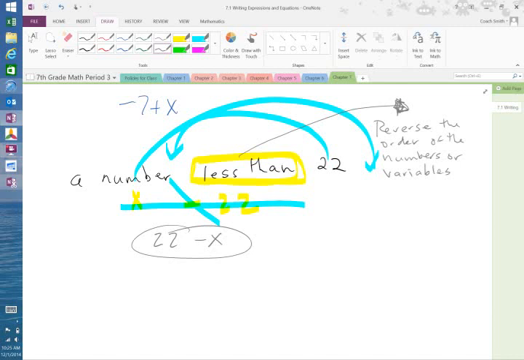The other thing is there is no commutative property of subtraction. In other words, 22 minus 4 is not the same thing as 4 minus 22. 22 minus 4 is 18. 4 minus 22 is negative 18. So there's not a commutative property, so I can't flip the numbers around when I'm talking about subtraction. I can only do that when I'm talking about addition.